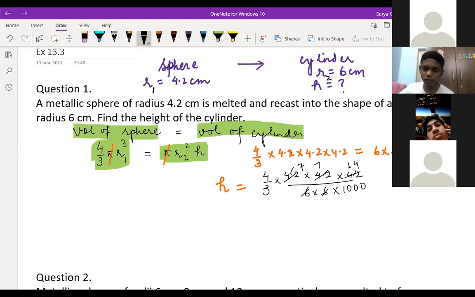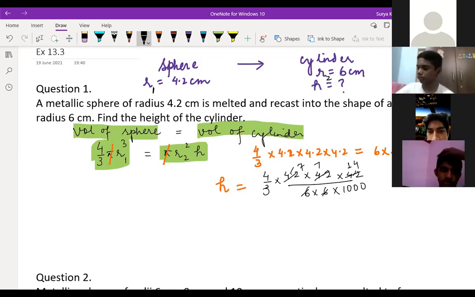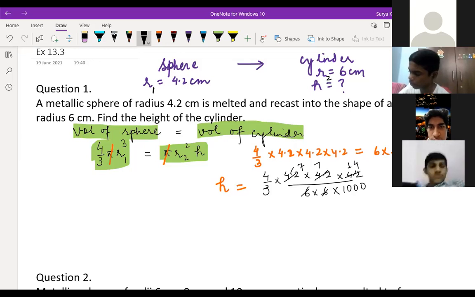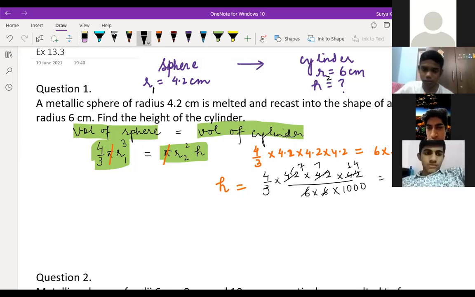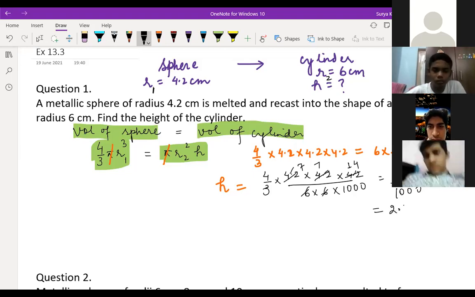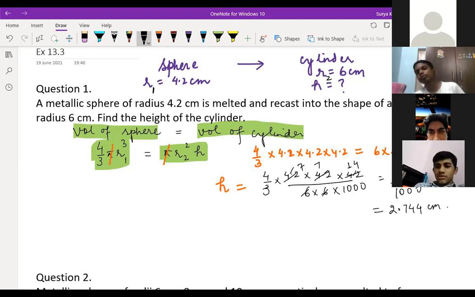See, 7 sevens are 49 and 49 into what? 56. 14 fours are 56. It will come 2744. And if you're dividing by 1000, what do you get? 2.744 centimeter. This is the height of the cylinder. Check it once, children. We are getting the same or not?